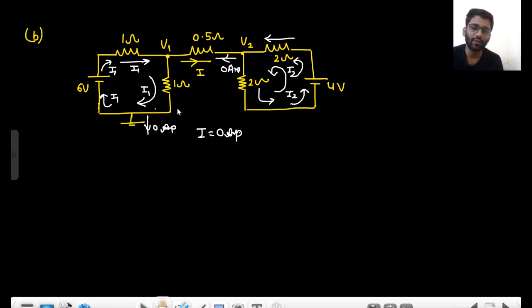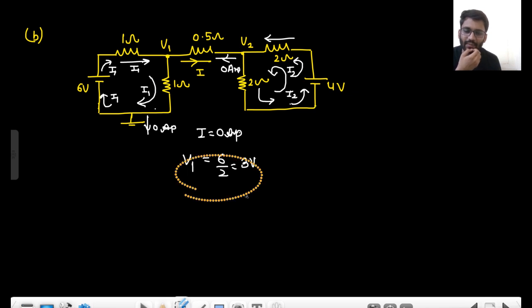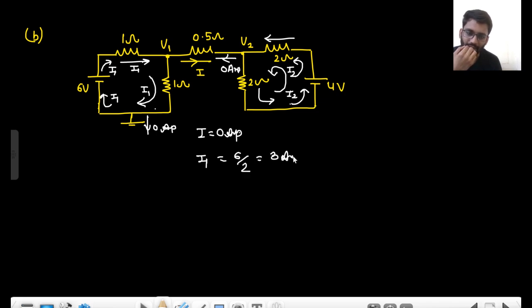Okay. Now tell me what will be the value of V1 here. Because this ground is mentioned here, the value of V1 would be 6 by 2, that means 3 volt. Simply voltage division, nothing else. Right? Or you can say that the value of I1 is 6 by 2, that means 3 ampere. So the value of V1 would be 3 into 1, that means equals to 3 volt. That will be same as V2.